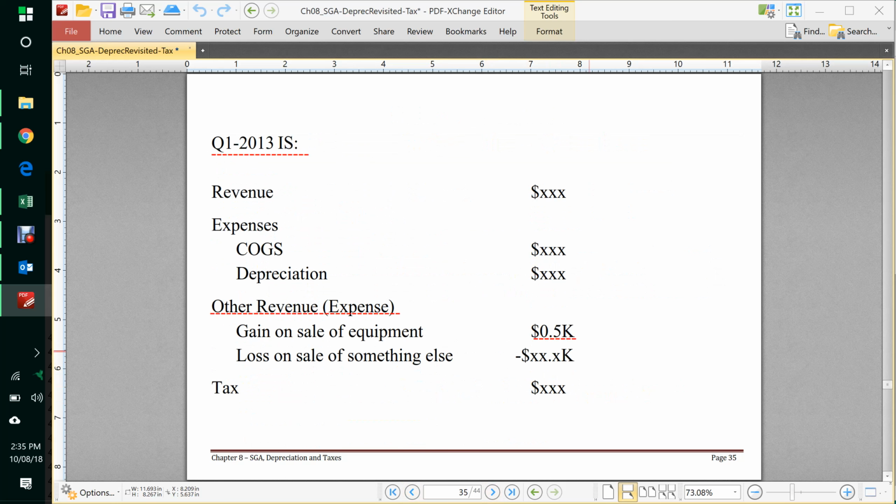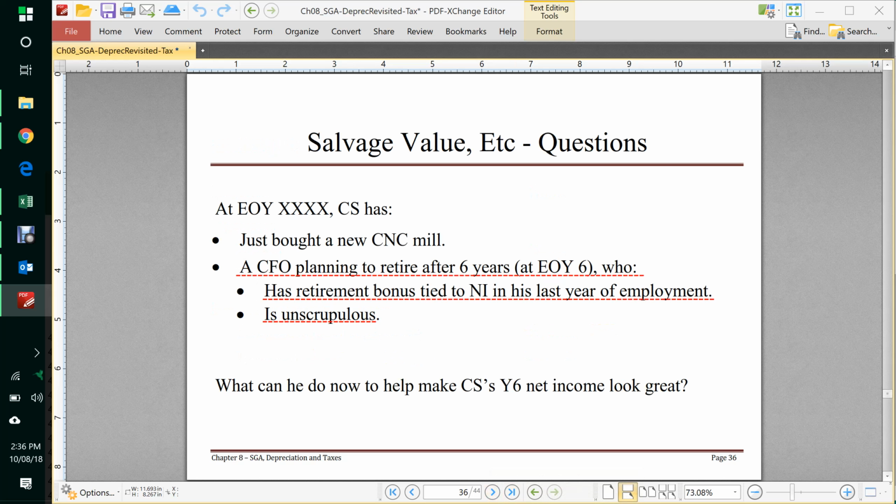So in this case, if they got 13,000 for it, what would the gain on sale of equipment be? It would be 13,000 because they expected nothing, and that would give them 13,000 more net income than they would have had otherwise. That is a fraud jail situation.